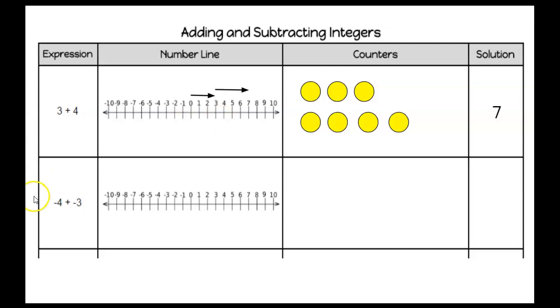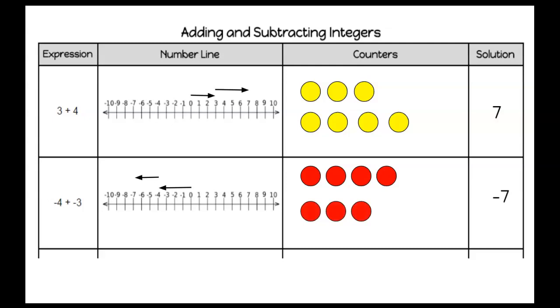If we look at the next expression we have down here, we have negative 4 plus negative 3. So this time our arrow will always start at 0, and it's going to go to negative 4, because that is our first number. And then we're going to start at negative 4, and we're going to add negative 3, and negative 3 goes to the left, 1, 2, 3, which puts us at negative 7. So with our counters, we start with negative 4, those are red, and then we're going to add 3 more negatives, which gives us negative 7.